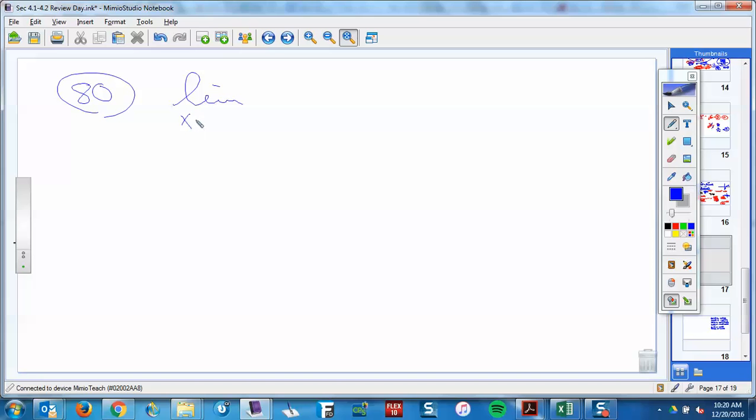What was it, Matthias? X approaches pi over 2. And then it's parentheses pi over 2 minus x parentheses tangent x.